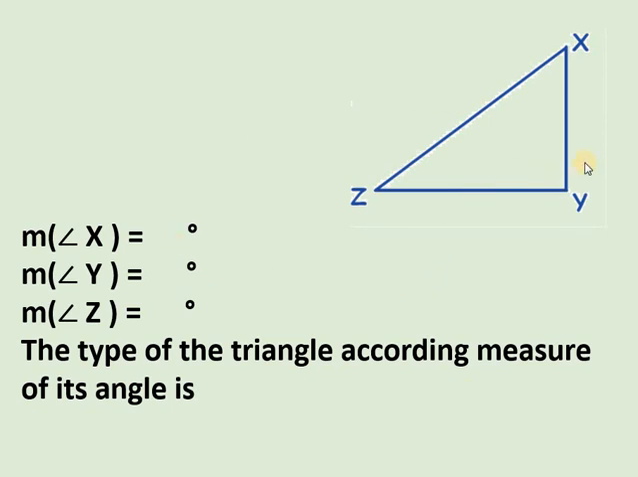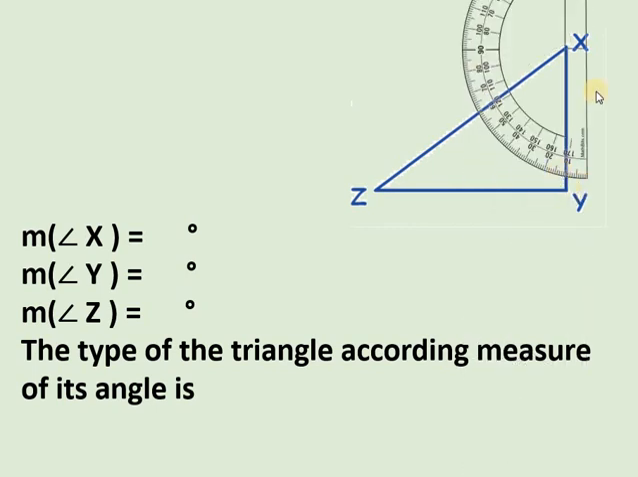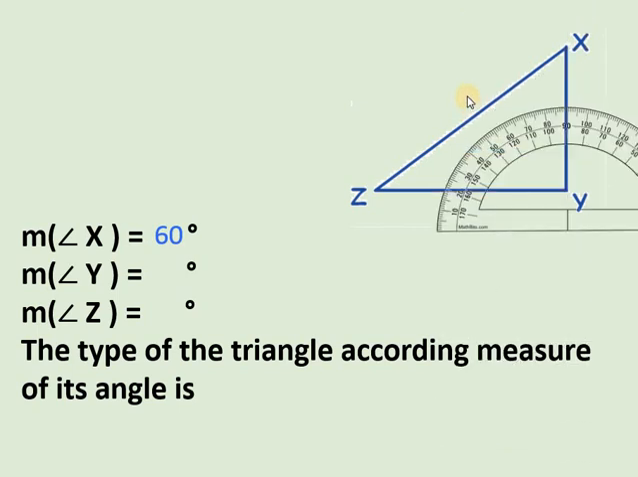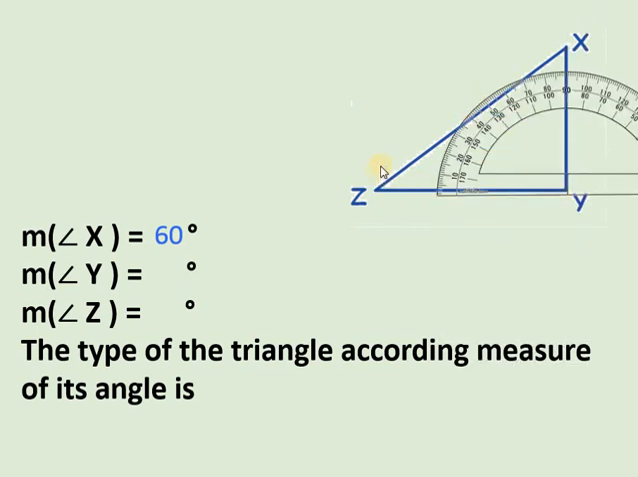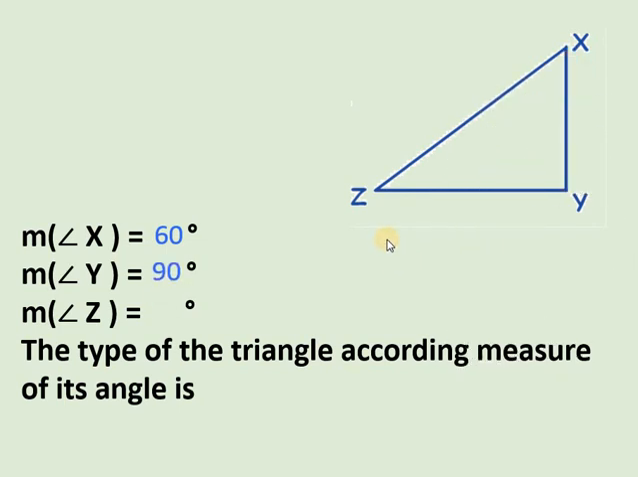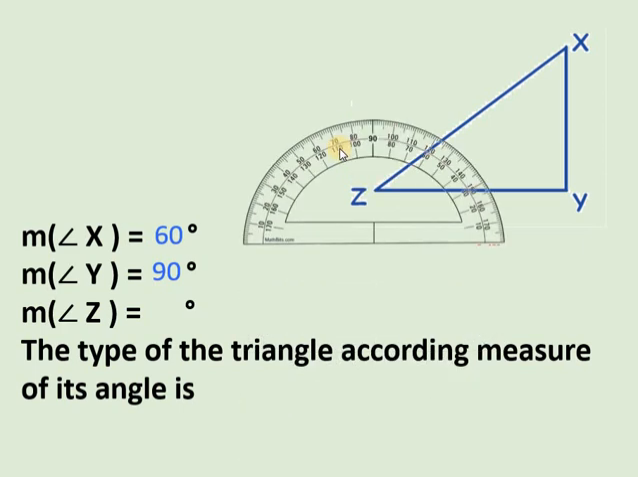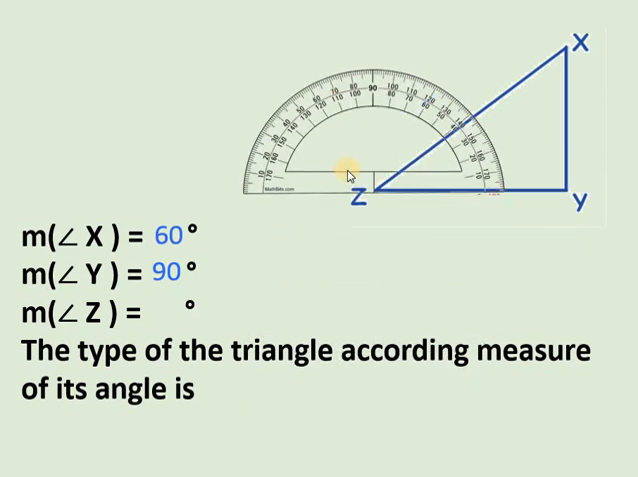Okay, here I want to measure the angles. I use my protractor to measure the angle here. Angle x equals what? Can you see? Angle x equals 60. Okay, and then angle y. Angle y is the right angle, 90. And then angle z may be 40.